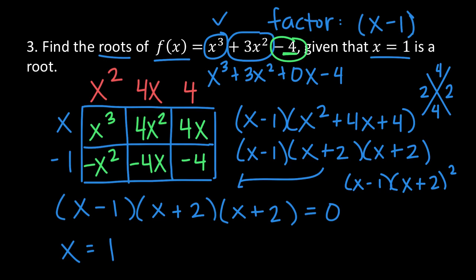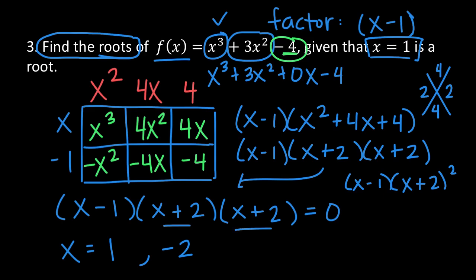I'm trying to find the roots. That's what it was asking for. Find the roots. That means set all these factors equal to 0 and solve. So I have the x equals 1. I already had that from the very beginning. And then if I do x plus 2 equals 0, I get negative 2. And then I have another x plus 2 equals 0, so I just get another negative 2.